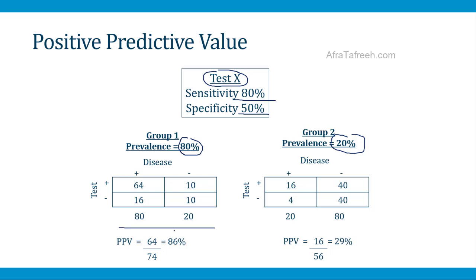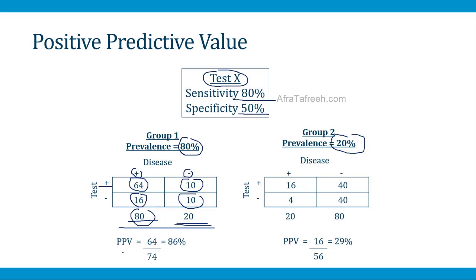And in group 1, the prevalence is 80%, so 80 patients are going to be disease positive and 20 will be disease negative. Because the sensitivity is 80%, 64 of these 80 patients will be true positives and go in this quadrant here. The remaining 20%, which is 16 patients, will go here. And then because the specificity is 50%, half of this group of 20 will be true negatives, that's 10 patients. The remaining half, which is another 10, will be here. These patients are negative for disease, but they test positive, so they are false positives.